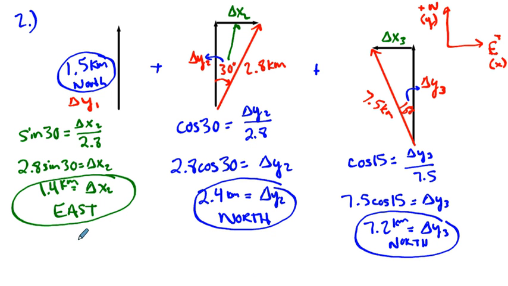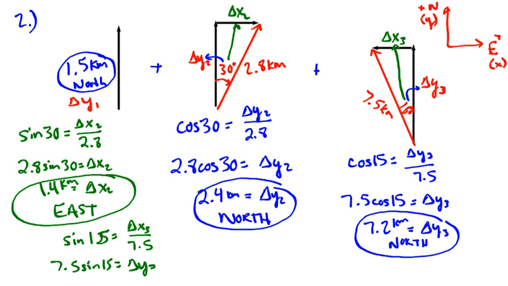Okay, and the last one, again, we're going to use sine because we're looking at the opposite side from the angle. So sine of 15 is equal to change in x3 over 7.5. 7.5 sine of 15 is equal to x, change in x. And 7.5 sine of 15 is 1.9 kilometers. And that direction is west of north, so this would be west.